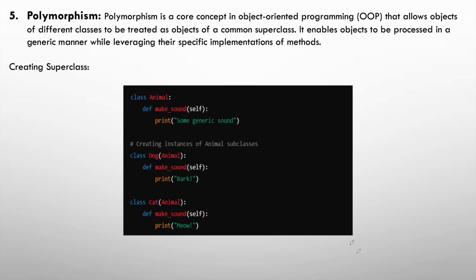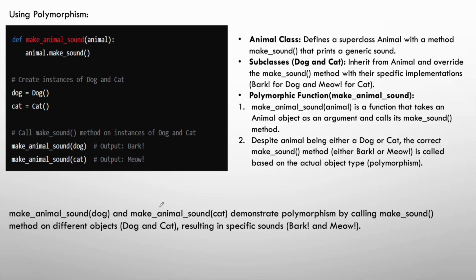Here we have a superclass animal with a method makeSound that prints a generic sound for any animal. Then we create subclasses dog and cat that inherit from animal and override the makeSound method with their specific sounds. Here we are demonstrating polymorphism by creating objects of dog and cat classes, treating them as objects of the animal class and calling their overridden methods.